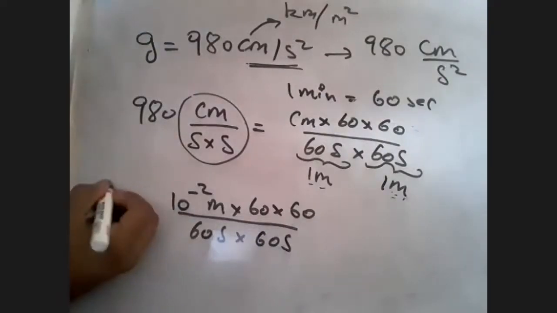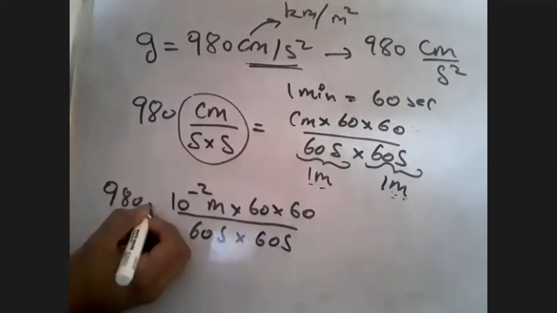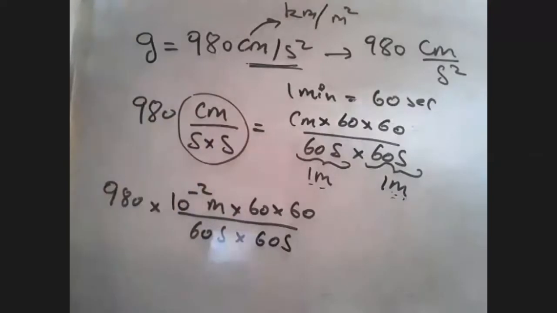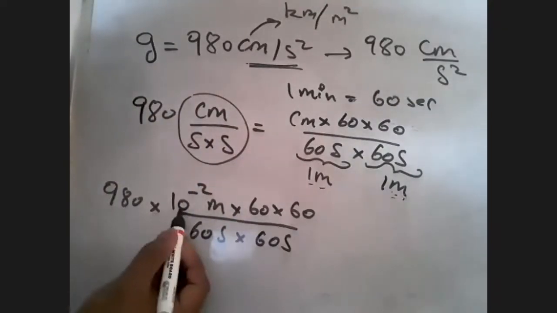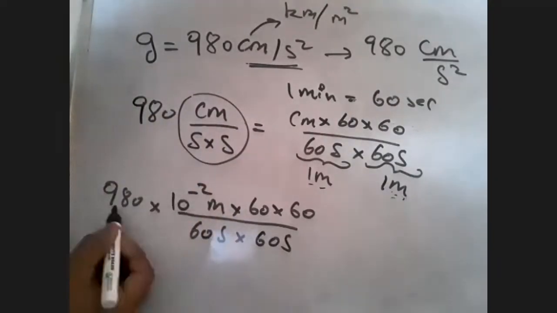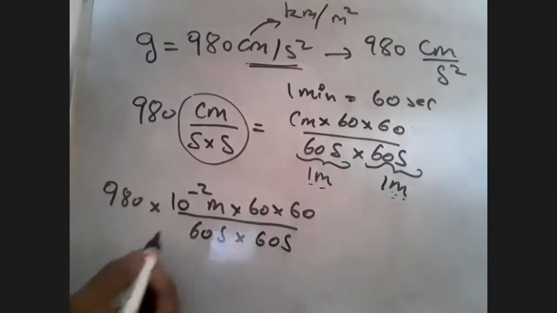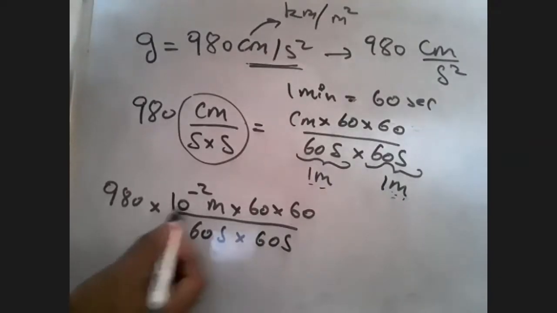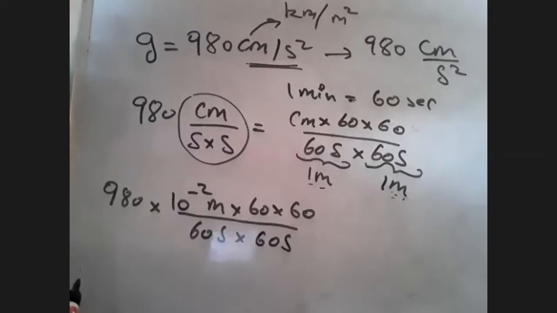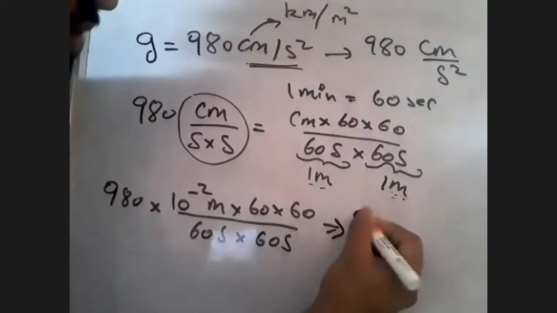Here 980 was there, isn't it? 980 into this. Yes or no? So now 980 into 10 raised to minus 2 is what, students? Can I write it as 9.8? Yes or no? I can write it as 9.8.